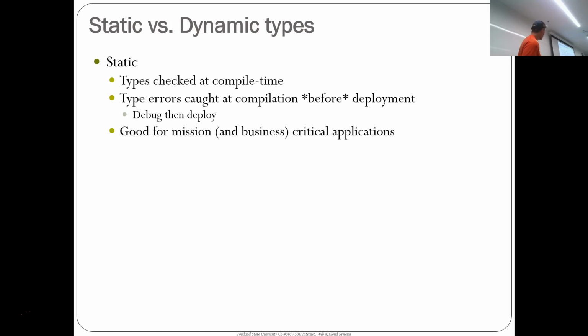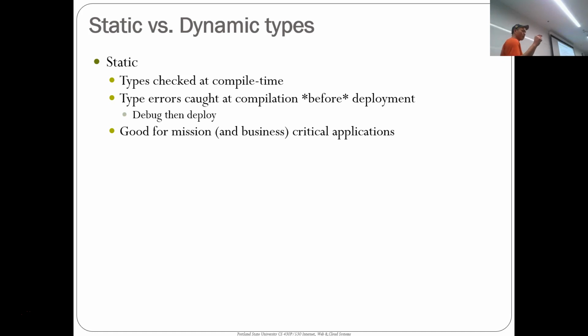The other thing in your language will be the typing system. So you could have either static typing or dynamic typing. With static typing, the types are checked at compile time. You declare the type of every single piece of data that your program uses, and then the compiler will make sure that the way you're using those variables is faithful to the type that you declared. And in this case, the type errors are caught by the compiler before you deploy it.